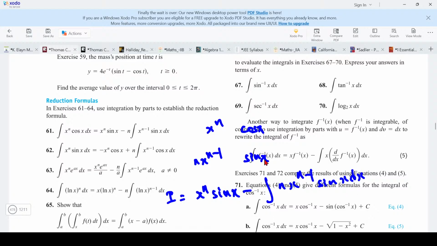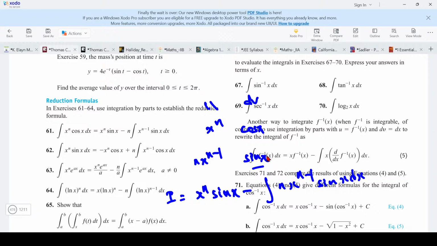Right, you got this one, no? Yes, sir, I got it. Okay, so what are we taking? We are taking the first function. So the first function is x power n, right? dv is cos x dx, so v is sin x. Okay, yes, sir. uv minus v du. Okay, right now.